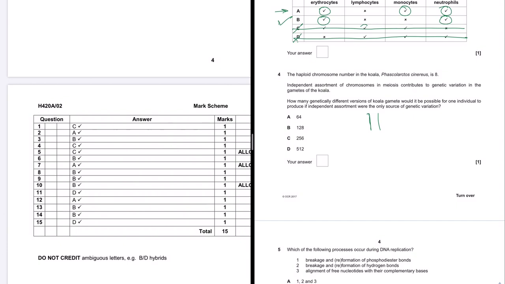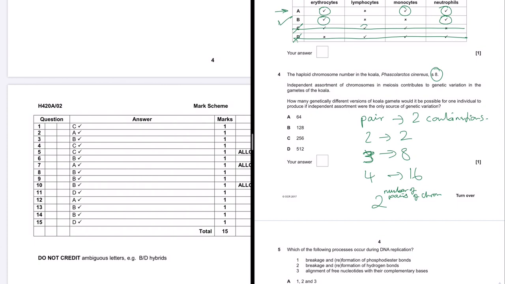So the haploid number in the koala is 8. That means it's got 8 different chromosomes in each of the gametes. So in the sperm there's 8 chromosomes, and in the egg there's 8 chromosomes. However, in the cell that underwent meiosis, there were 8 pairs of chromosomes. What that means is the answer to this question is 2 to the number of pairs of chromosomes. And so the answer to this would be 2 to the 8, which should be 256.